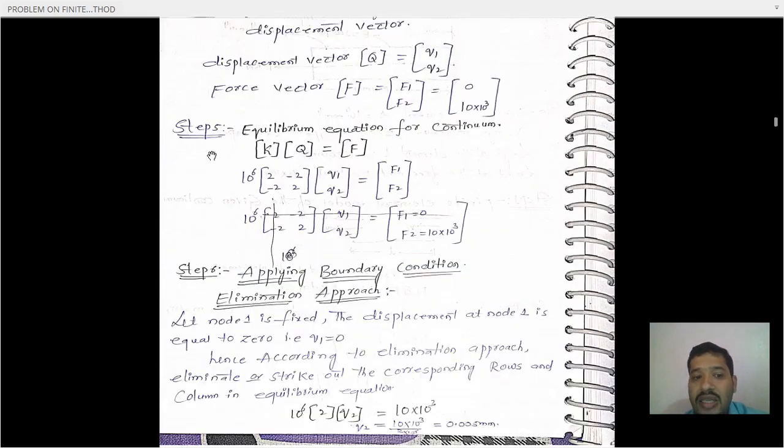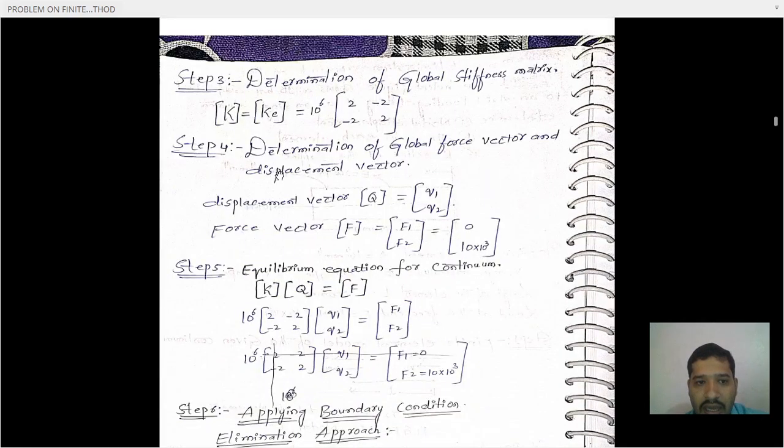After that, in step number 5, the equilibrium equation for the continuum. So what is the formula? K, the global stiffness matrix, into the displacement vector equals the nodal force vector. So how to remember? KQ equal to F. KQ equal to F. Is it right? So the K value is how much here? K value is 10 power of 6, 2 minus 2, minus 2 2. And Q, the nodal displacement vector, is Q1 Q2, and the nodal force vector is F1 F2.